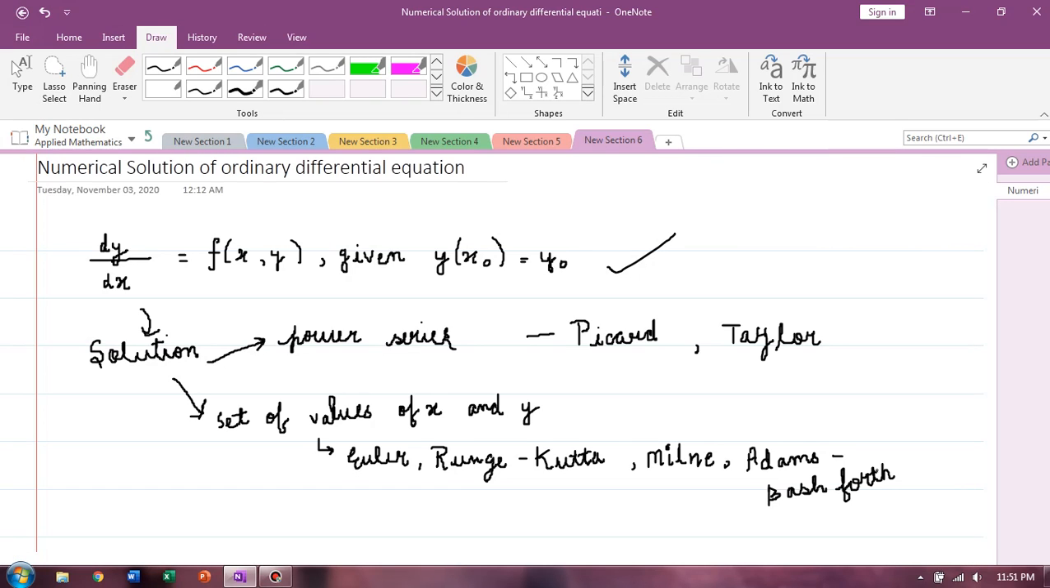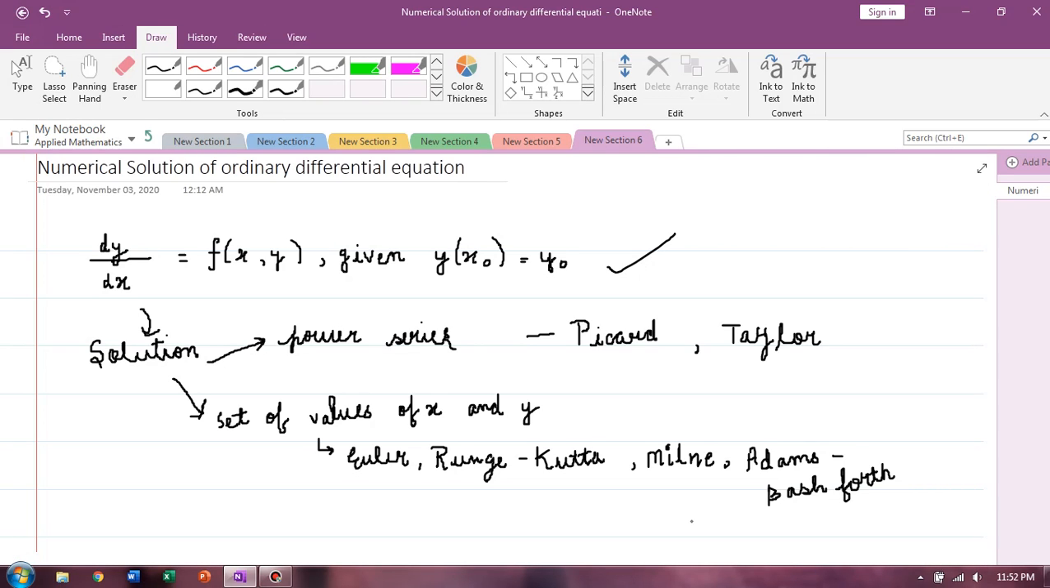In this second category, we are calculating the values of y in short steps for equal intervals of x, and this is the reason they are also known as step-by-step methods. Euler and Runge-Kutta methods are used for computing the value of y over a limited range of x values, whereas Milne and Adams-Bashforth are used when you have a wider range of x values.